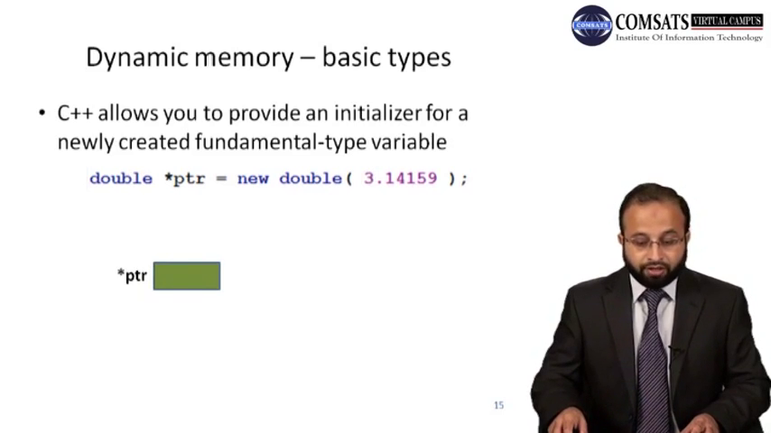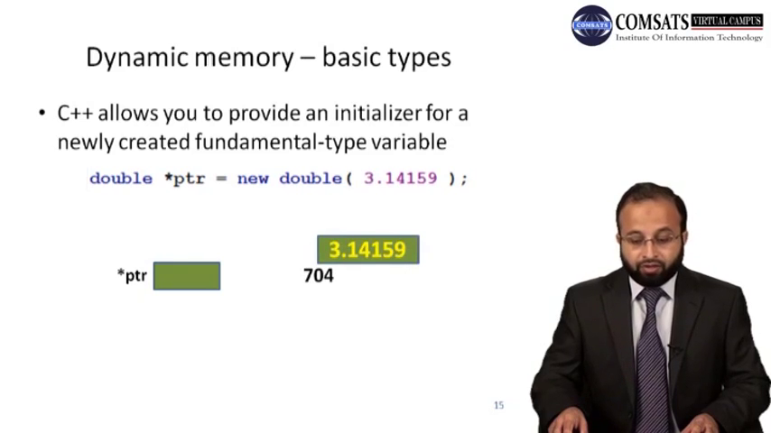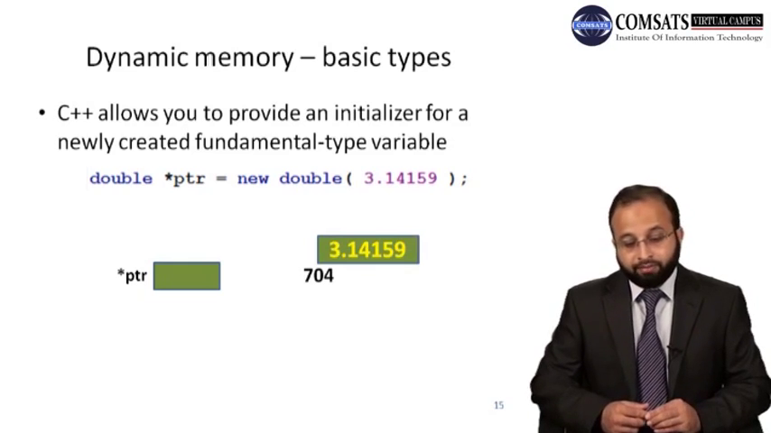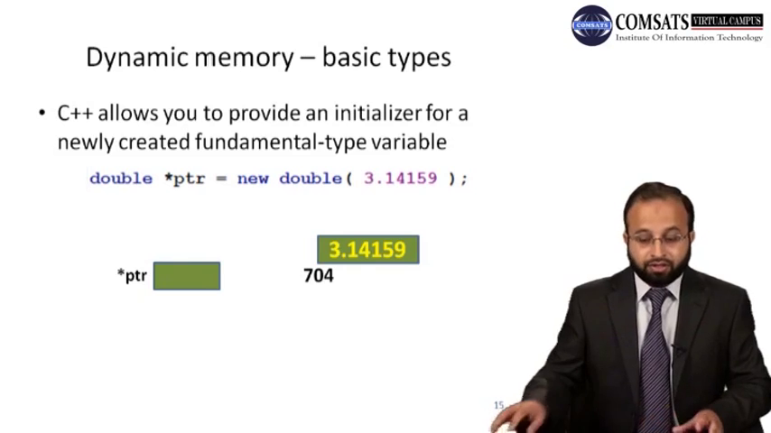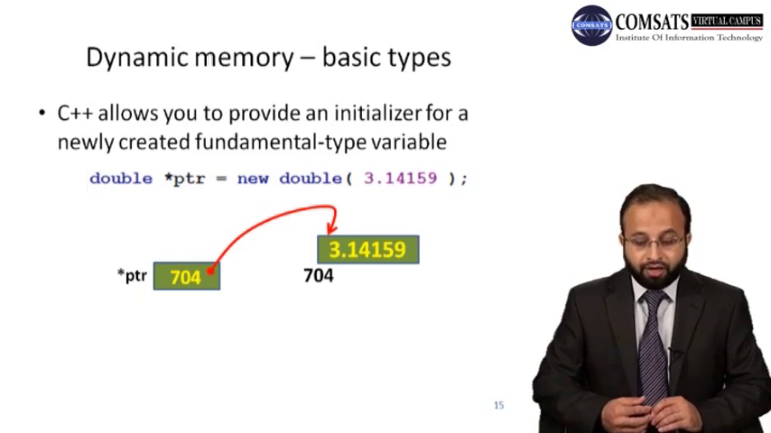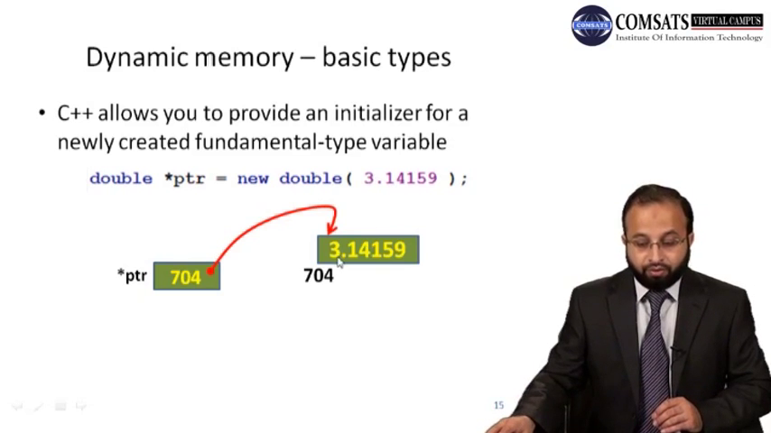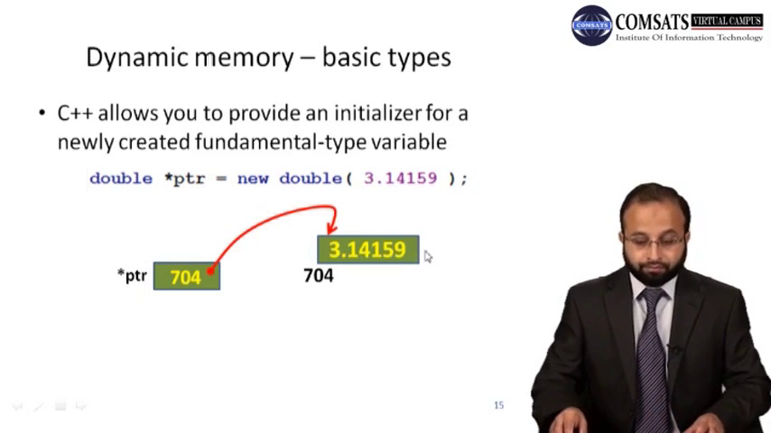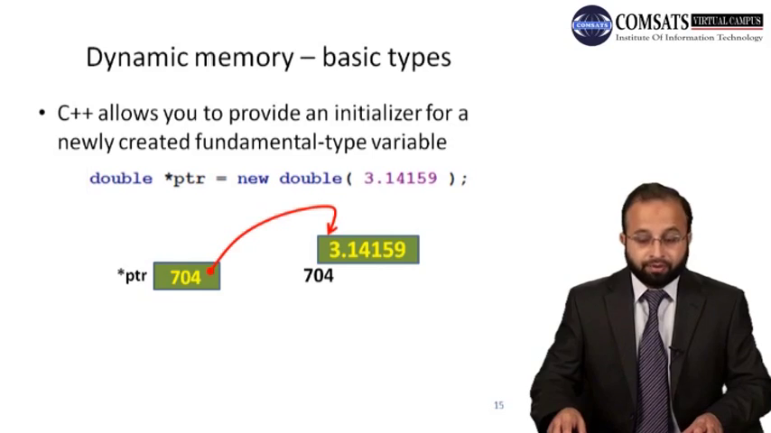3.14159. So pointers के लिए 4 byte allocate हो जाएंगे, 3.14159 इसके लिए 8 bytes allocate हो जाएंगे, and let's say the starting address of that memory location is 704. Now this 704 will be assigned to a pointer. This means that now this pointer points to this memory location, right? Now using that pointer you can access this value 3.14159. So that is dynamic memory allocation for a basic type.